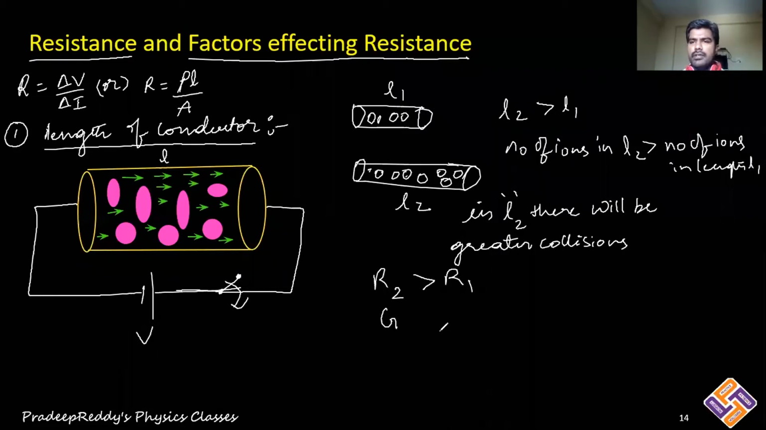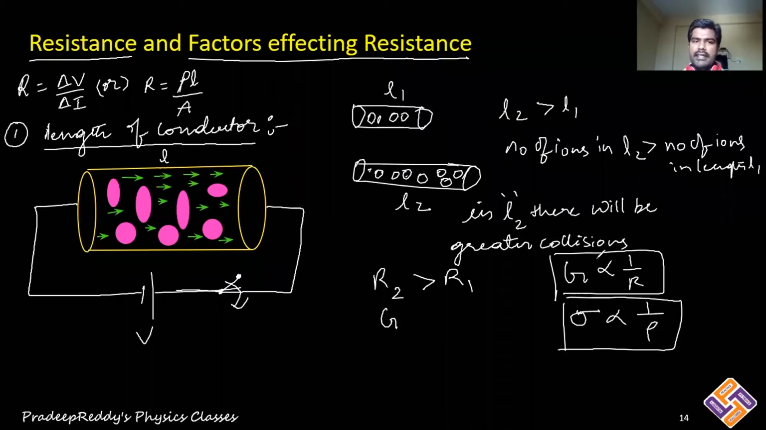and conductance is denoted with G. Conductance is reciprocal to resistance, and conductivity is reciprocal to resistivity. These are the two things you need to remember. Resistance changes with length, and as the length of the conductor increases, resistance increases. Therefore, R2 in this case is greater than R1, and obviously G2 will be less than G1. What are G1 and G2 here? G1 and G2 are conductance, R1 and R2 are resistance.